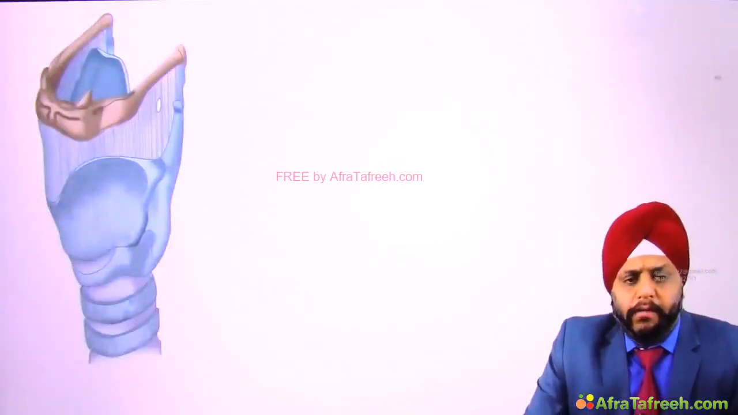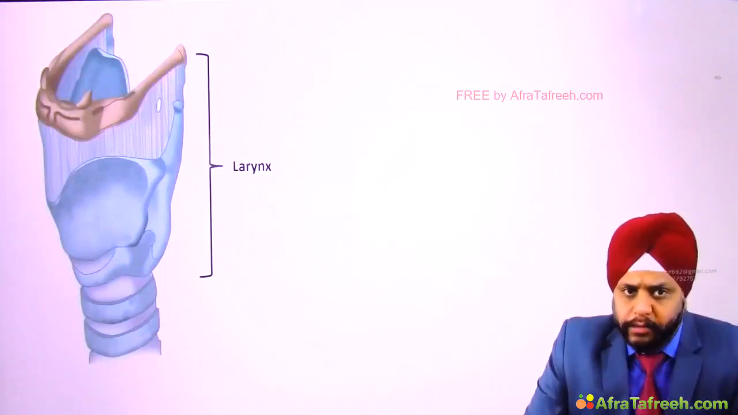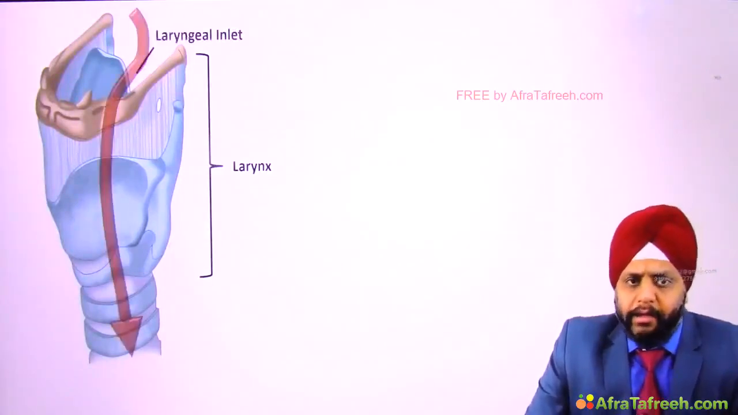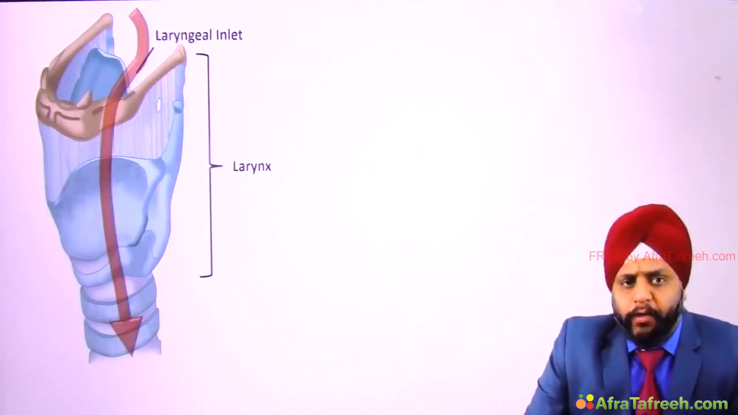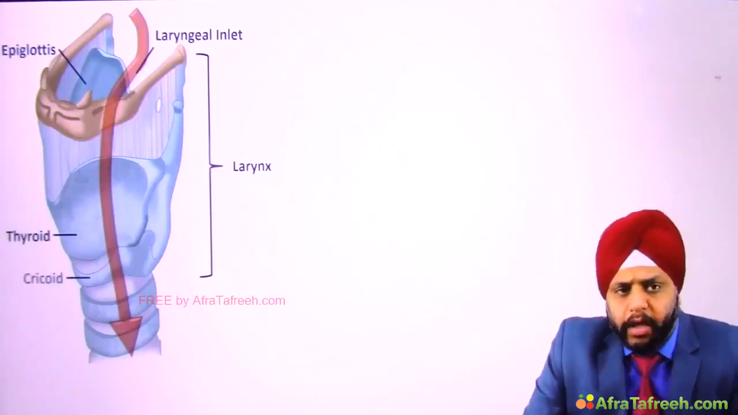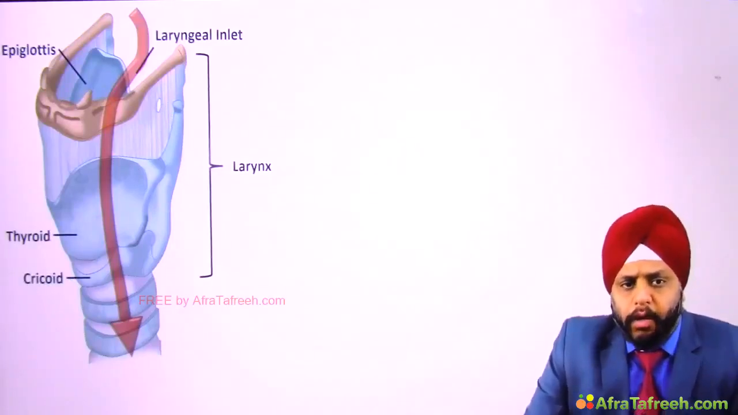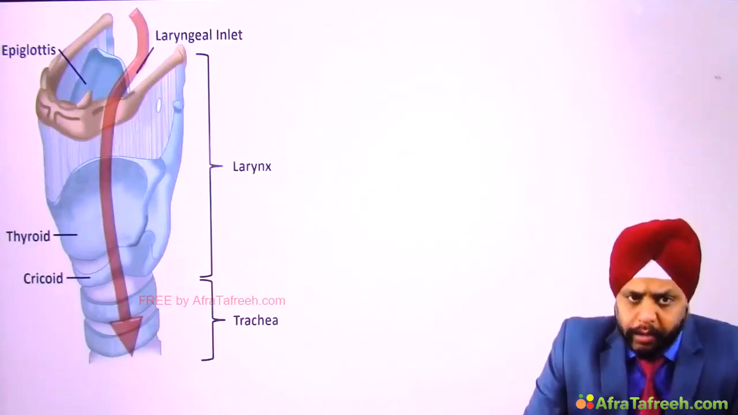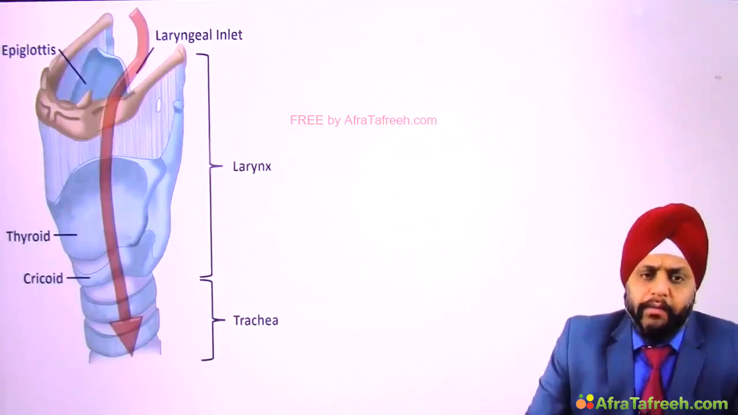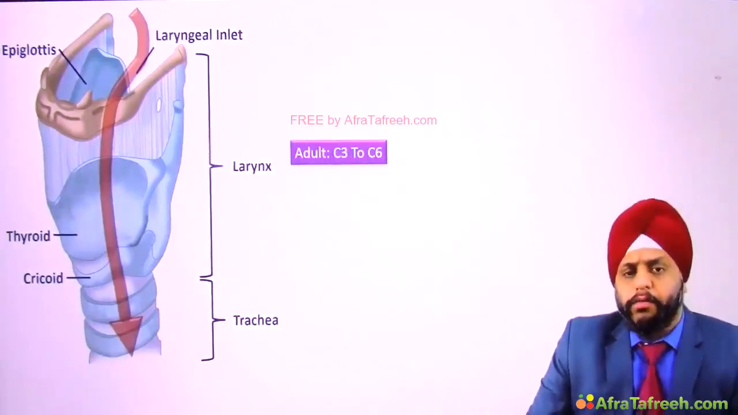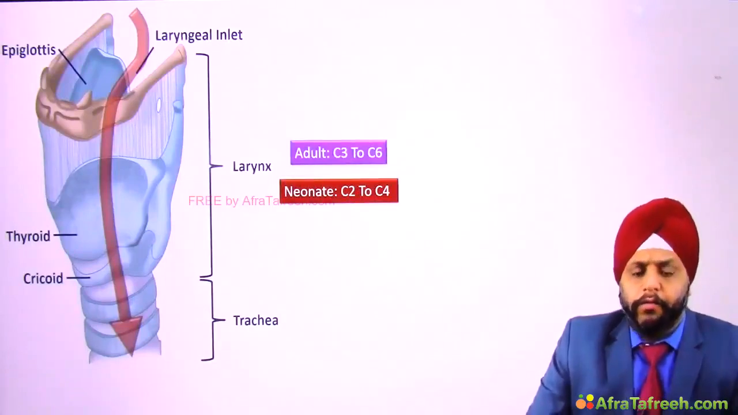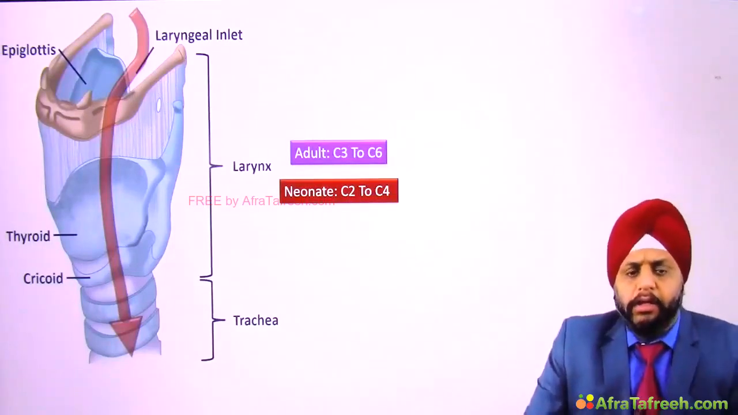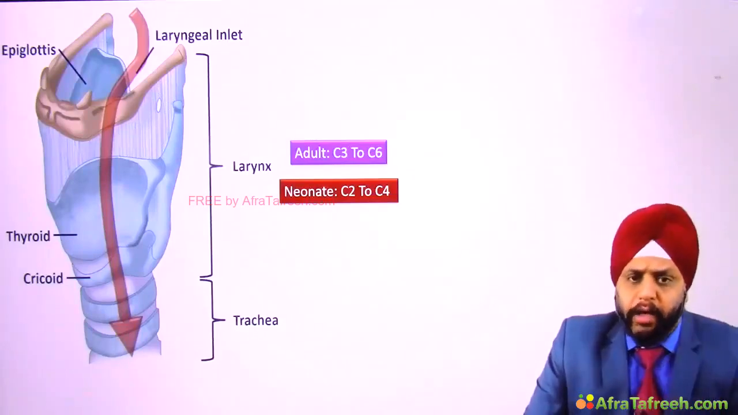As you can see, this larynx is a cartilaginous structure, and this is the airway. You can see the laryngeal inlet, the air going into the larynx from the hypopharynx. We can see over here some cartilages of larynx, epiglottis, thyroid, cricoid, and below that we can see the trachea. Now this larynx is situated at the level of C3 to C6 cervical vertebra in adults, and at the level of C2 to C4 vertebra in neonates. So in neonates you can see that this larynx is situated much higher than in adults.